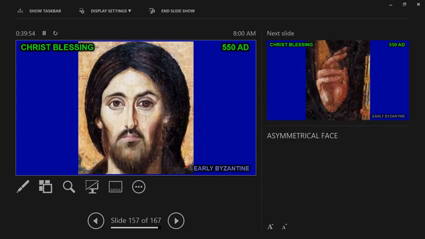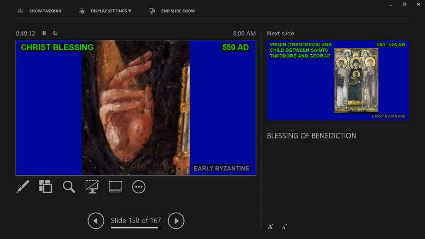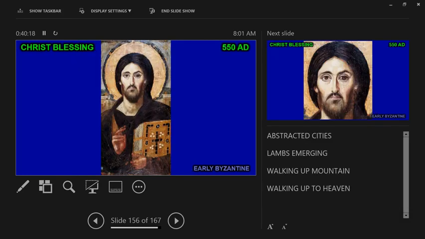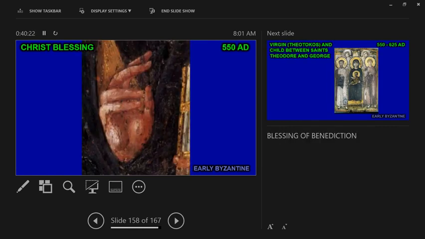What is wrong with the face? To me, it doesn't look symmetrical, right? The eyes are not the same. The left side and the right side of the face are not the same. All right, it looks a bit odd. Like I said, his hand is in the pose of the benediction. Anyways, famous painting, famous icon, Christ's blessing.